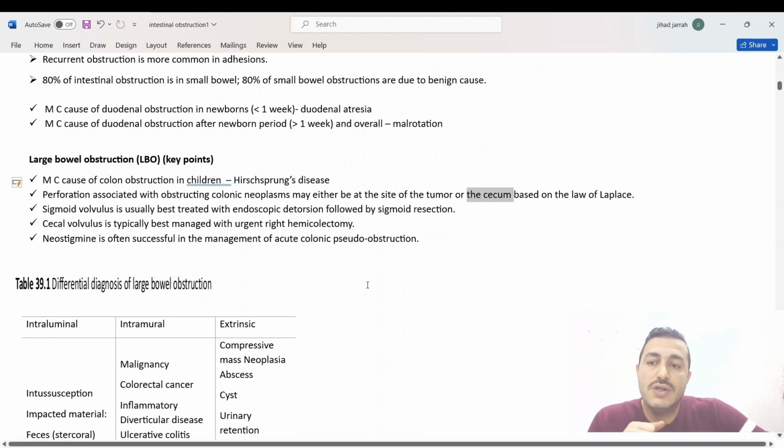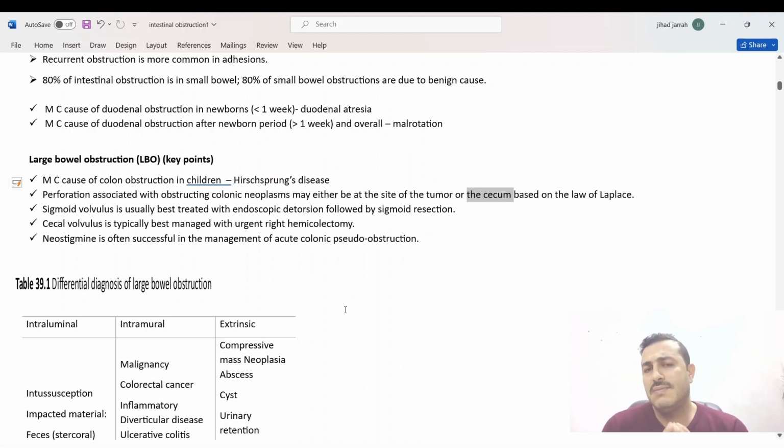While cecal volvulus, these are two different entities. Actually, sigmoid volvulus is the most common. Sigmoid volvulus is more likely in the elderly, cecal volvulus more likely in young age. Cecal volvulus is usually treated with urgent right hemicolectomy. There are many explanations for why we proceed with right hemicolectomy.